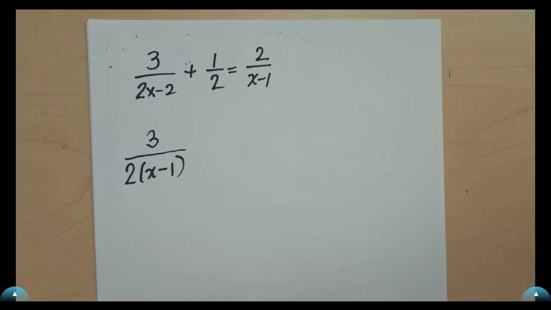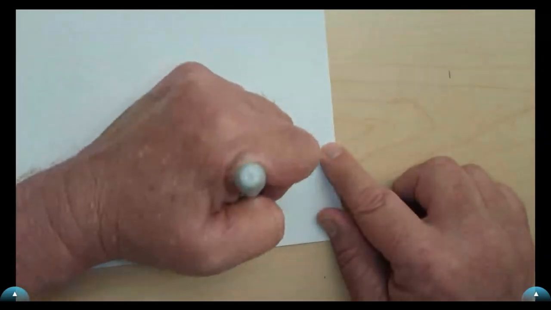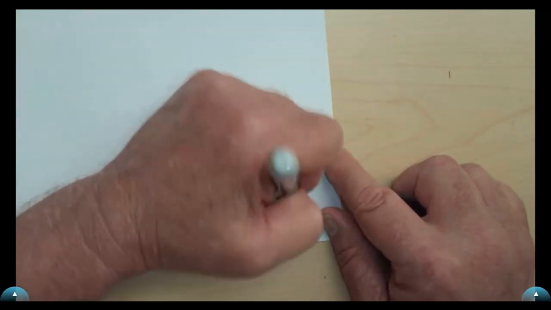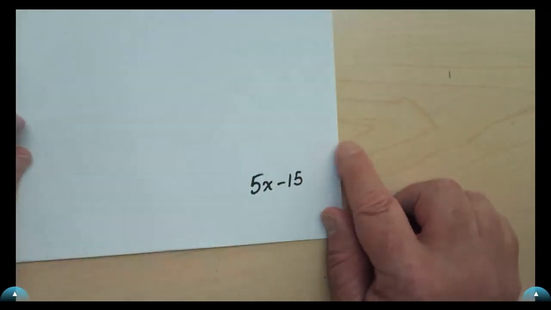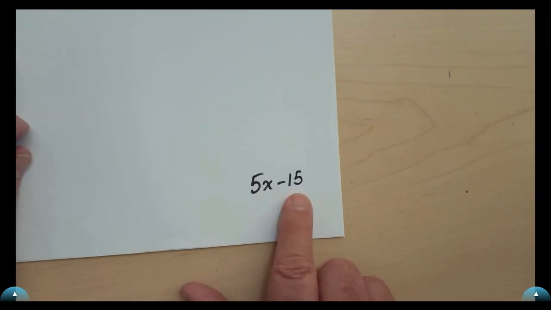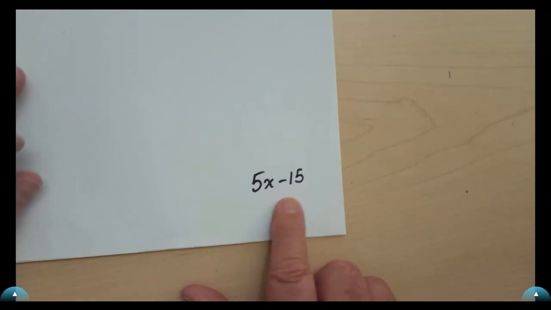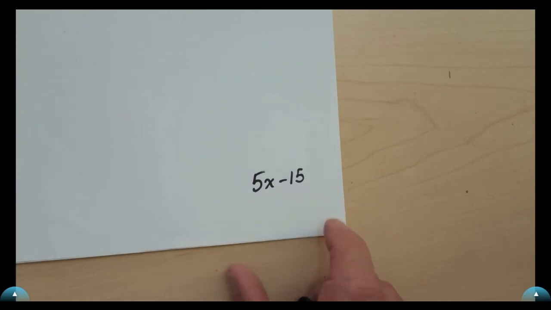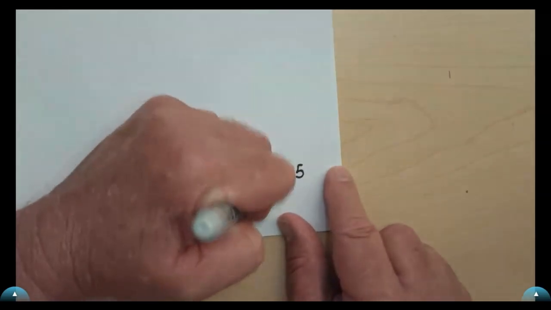So, for instance, if I had something like this, does everybody see that 5 is a common factor of each of these terms? This first term is 5 times x. This second term is 5 times negative 3. So there's a 5 in each term. I can factor it out.